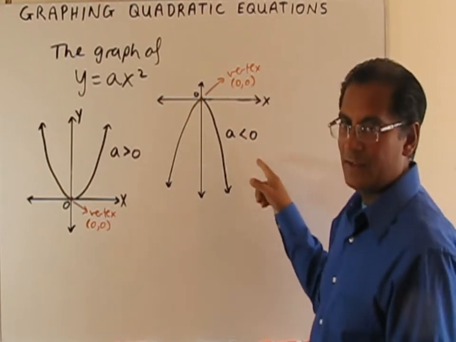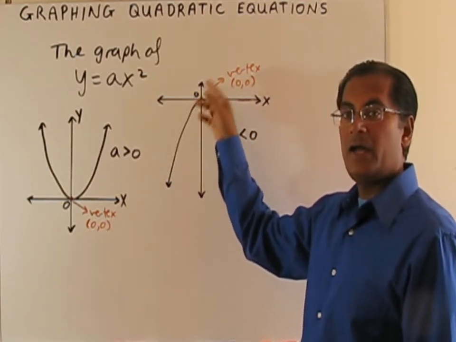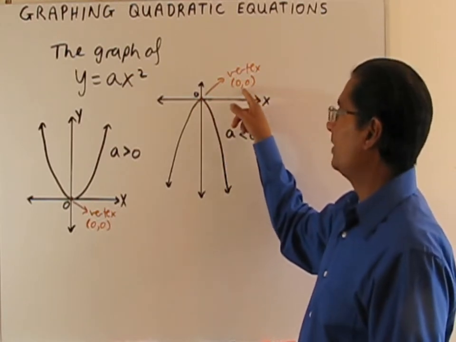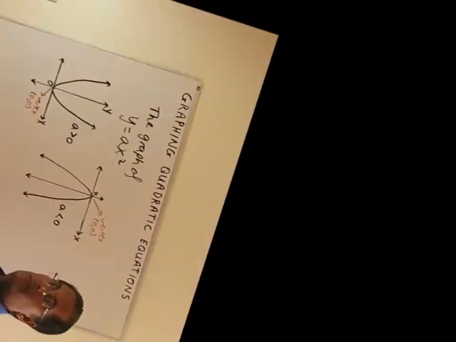If a is negative, if a is less than 0, the vertex is going to be at the top. So that's going to be the highest point, or the maximum. It's still at the origin, 0, 0. But the parabola will now open down.